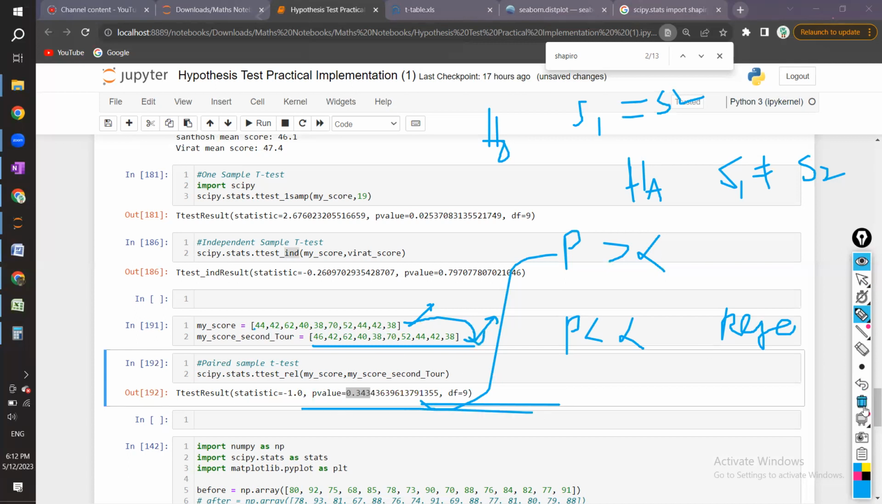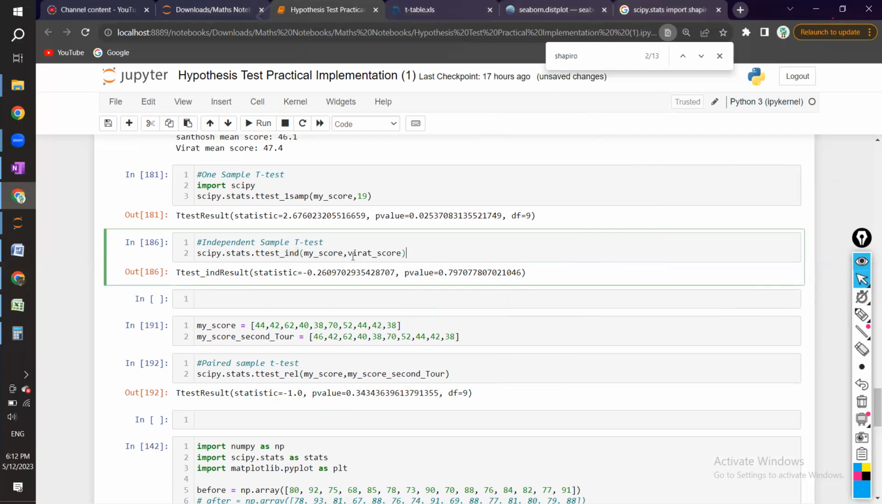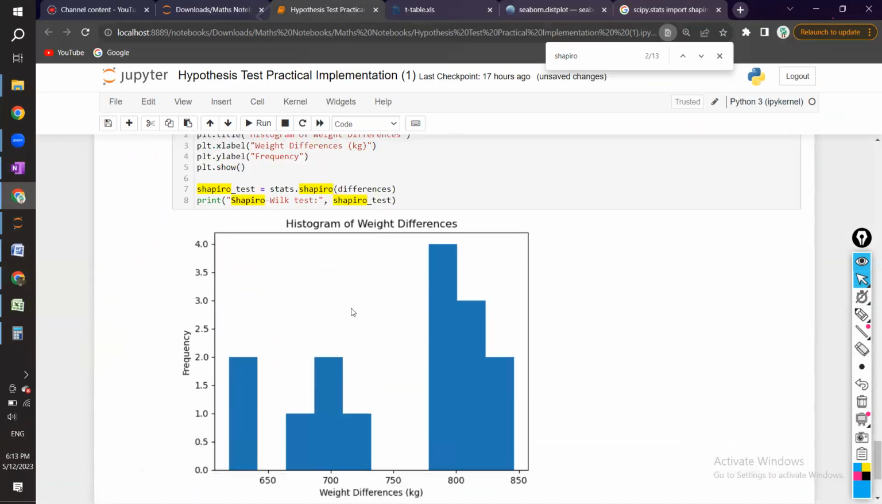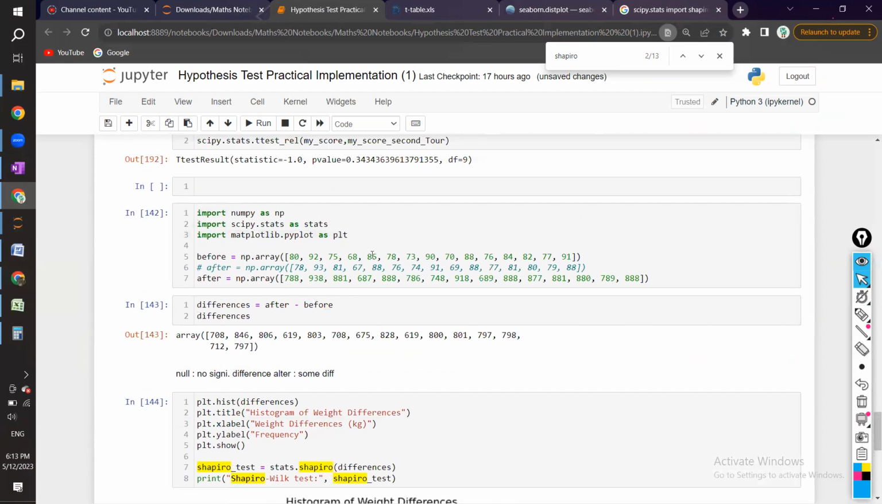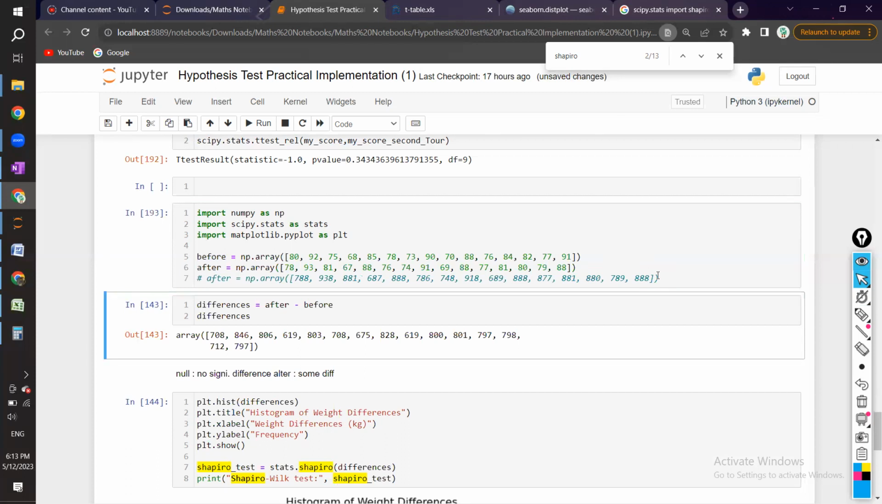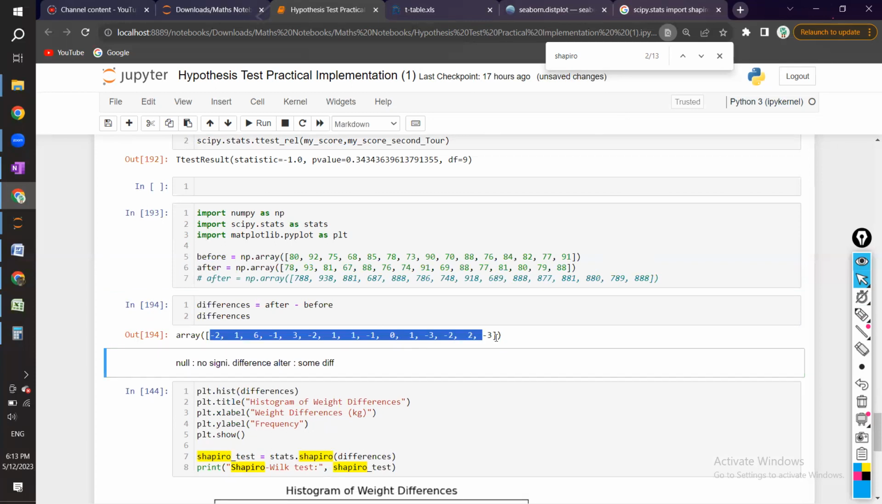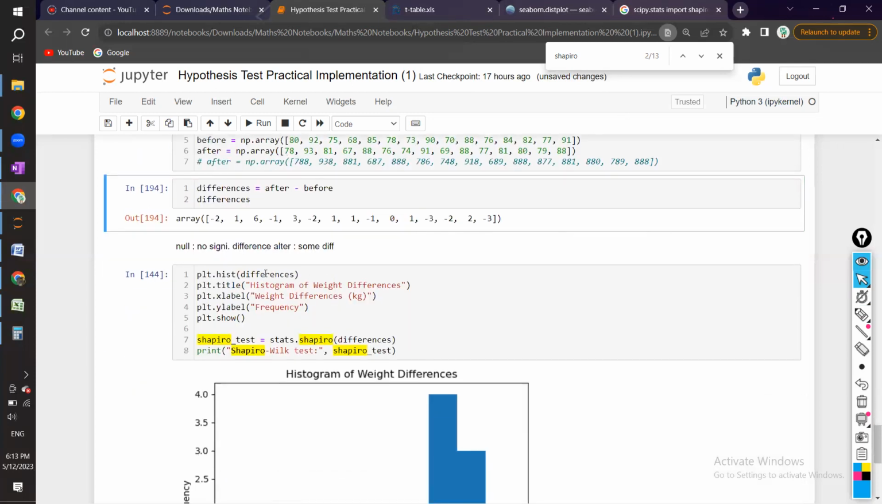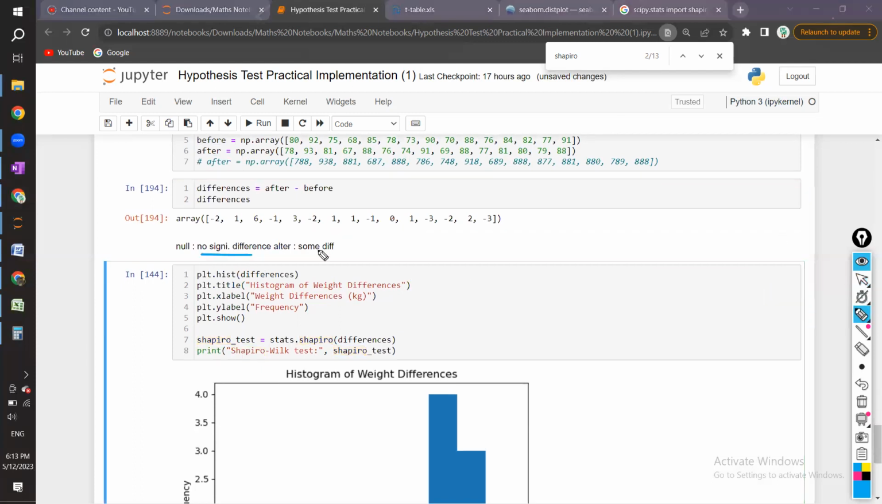Same scenario, but this is a relative test, and earlier it was an independent test. This is a one sample test. So that is regarding the t-test. And for this relative test, I will show you one more example. If you see here, the same scenario, with np.array, I'm taking one data set. These are some measurements before, and these are after. This is before and this is after, and if you see the difference, it is very small. The null hypothesis will say there is no difference, and the alternate will say there is some difference.